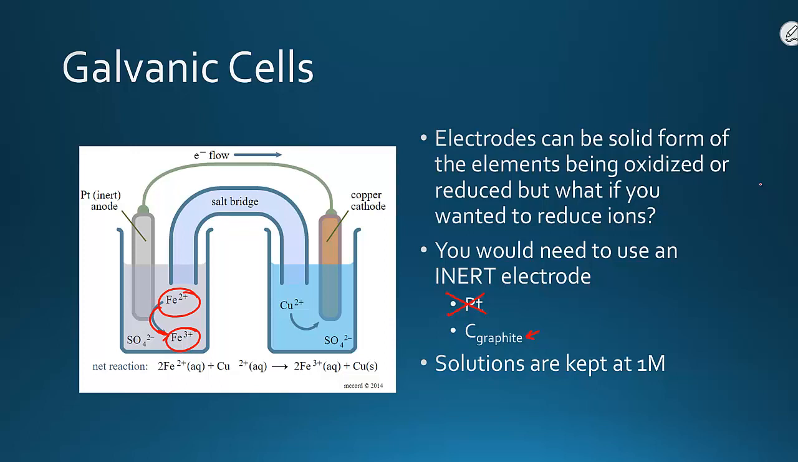If you're ever asked to build a voltaic cell, which is another way of saying galvanic cell, try to use solutions that are as close to 1 molar as possible, because we call this standard conditions. A battery is usually made out of 1 molar solutions of your ions. So we would make 1 molar ferric and 1 molar ferrous solution and mix them together on one side. On the other side, we would have 1 molar cupric solution.